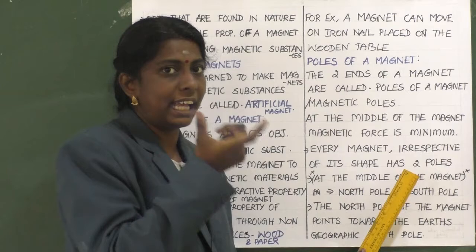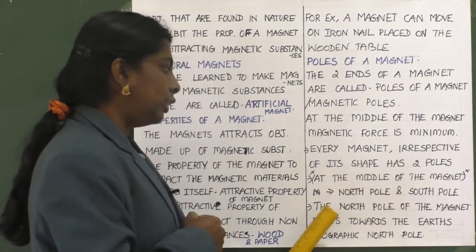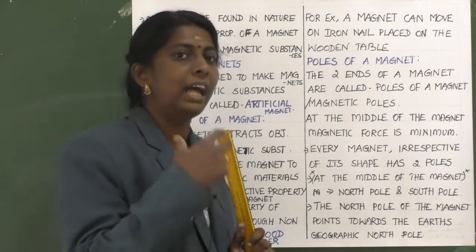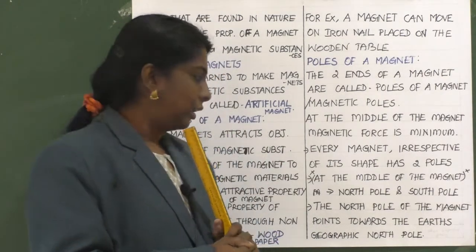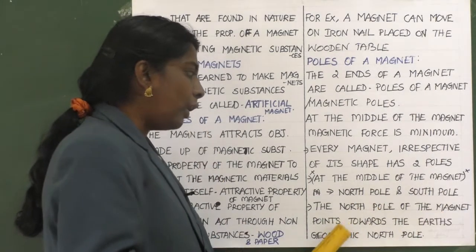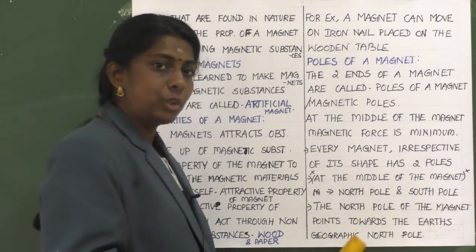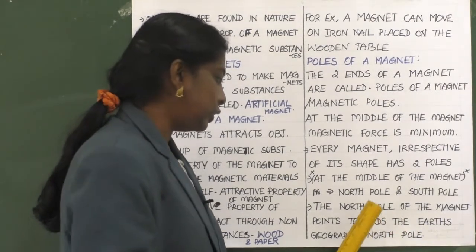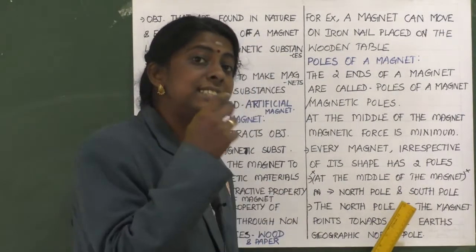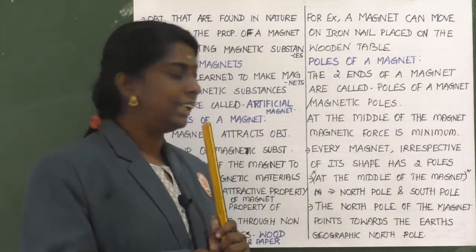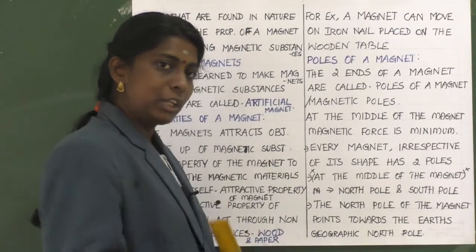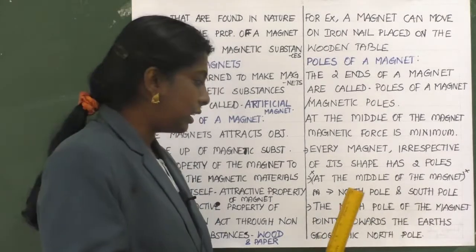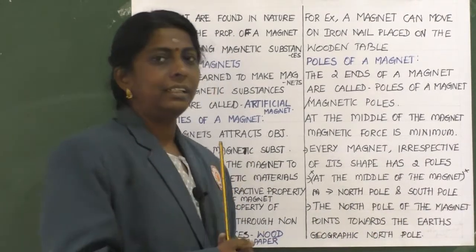If we are taking a magnet, it has two poles, the north pole and the south pole. The north pole of a magnet points towards the Earth's geographic north pole when suspended freely. Can you understand? Then the same thing for the south pole. The south pole of the magnet points towards the Earth's geographic south pole when suspended freely.